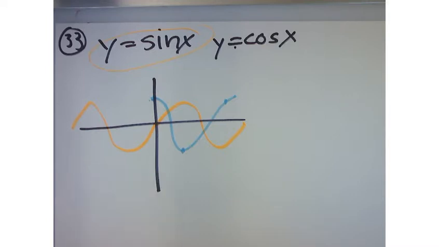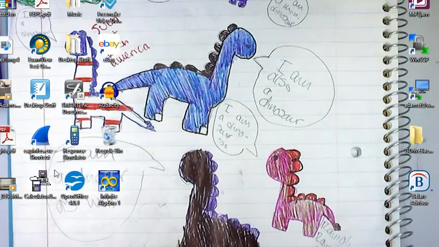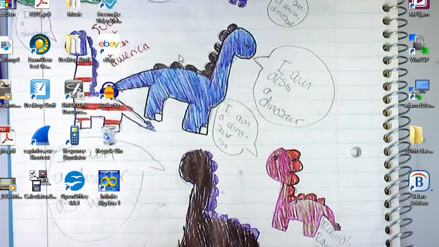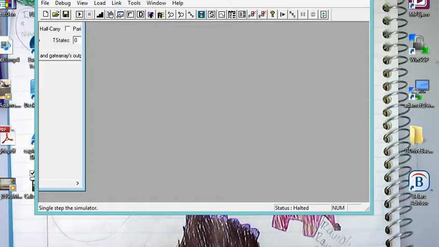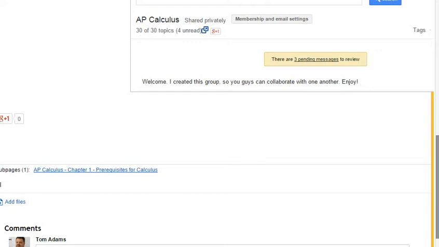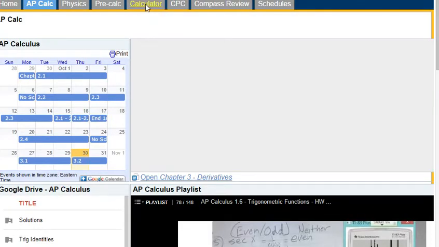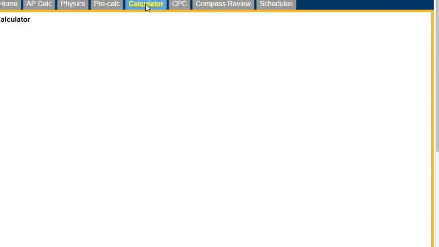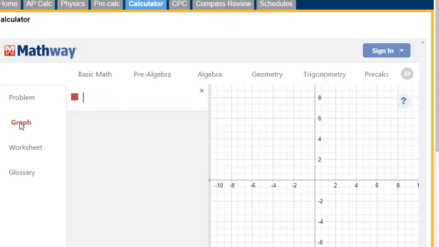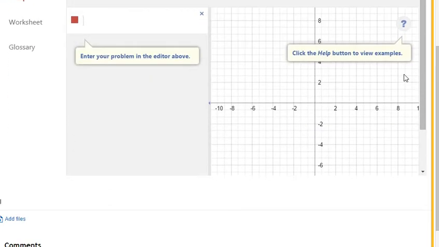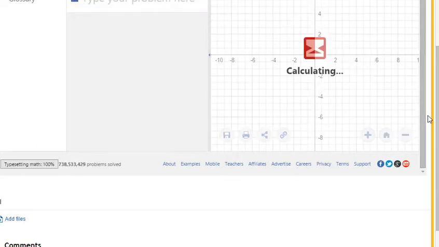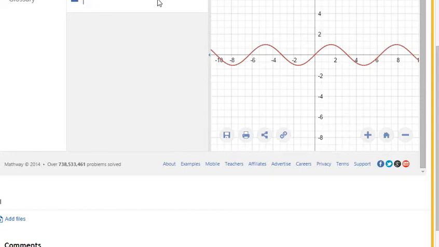So let's use the graphing calculator. Actually, you know what? I'm going to use my website. Your website calculator comes in real handy. That one does lots of cool stuff. So let's graph them. So I'm going to do sine of x. Let me zoom this in so we can see it a little better. So I'm going to say sine of x, and then I'm going to do cosine of x.